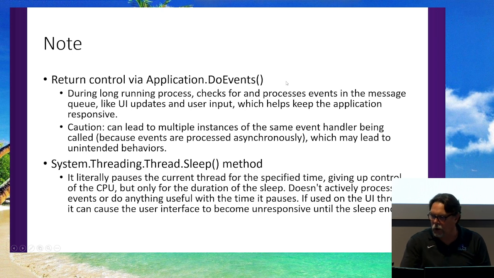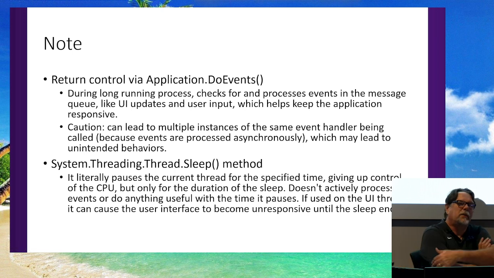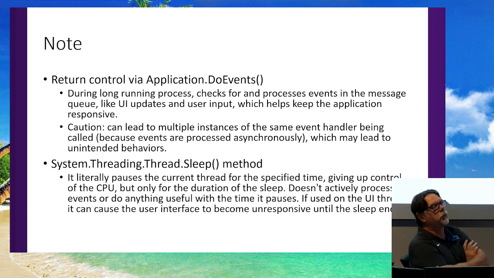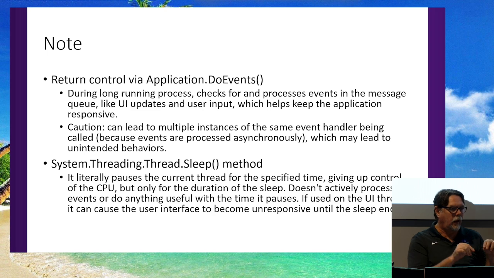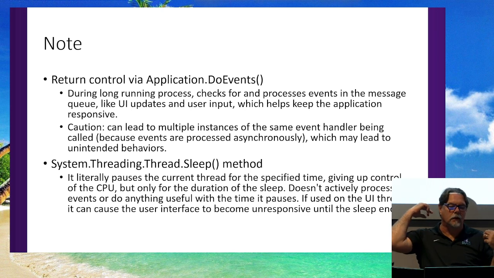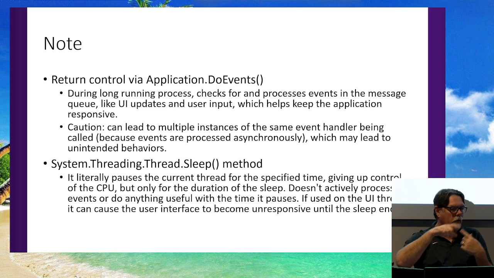And another little note here: sometimes when you have a long running process, even if it's in the background, you want to give back control and give the user interface an opportunity to respond periodically. You can call Application.DoEvents, and it utilizes a piece of the Windows event loop underneath to say, I want to pause and give .NET a chance to work on stuff that's in the queue. It'll work on all the events in the queue, and then it'll come back to you and you can continue.